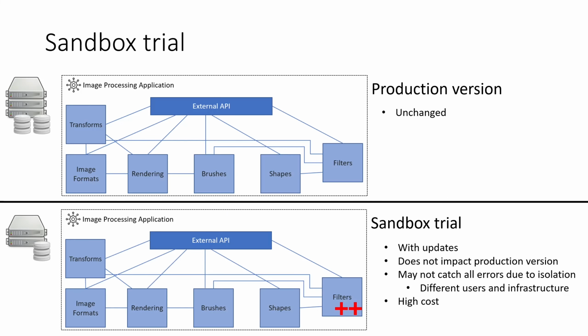So how do we do this? One approach is the sandbox trial approach, where the production system is unchanged and running on the production infrastructure. We also have a sandbox infrastructure where we run the upgraded version of the system, and they're completely isolated. So the sandbox deployment has the upgrades, it doesn't impact the production version at all, and we can test that the application behaves as expected in the sandbox.